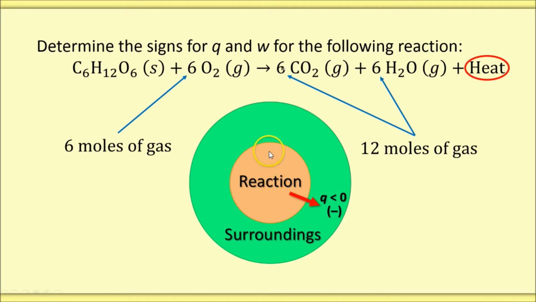And if the volume of the system is increasing, that means it has to push against the surroundings. So the system is doing work on the surroundings by expanding, by producing more moles of gas. So work is going to be negative because the system is doing work on the surroundings. So this is an example of where both Q and W can both be negative.